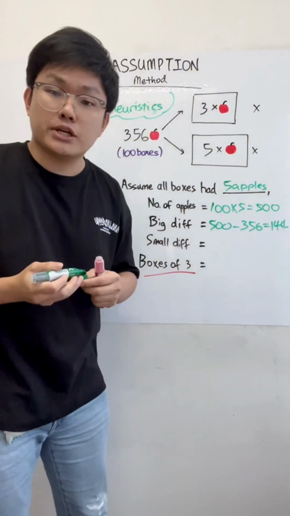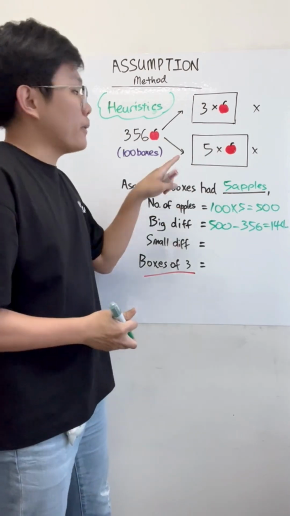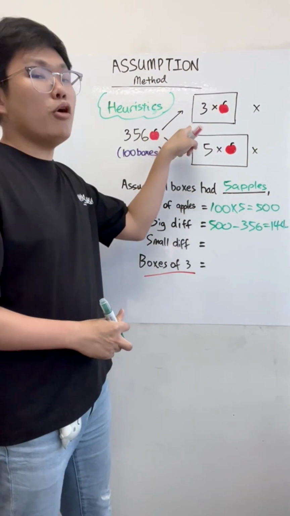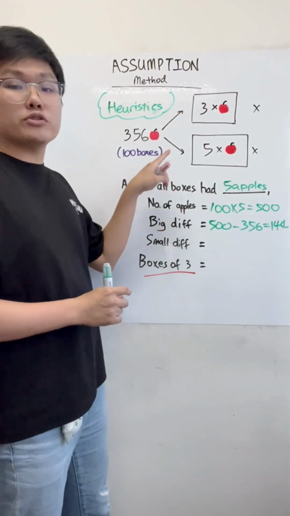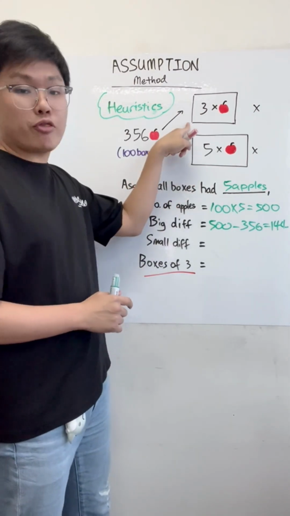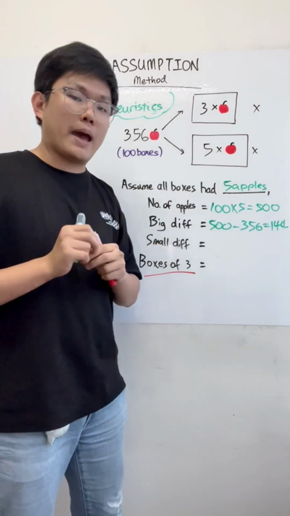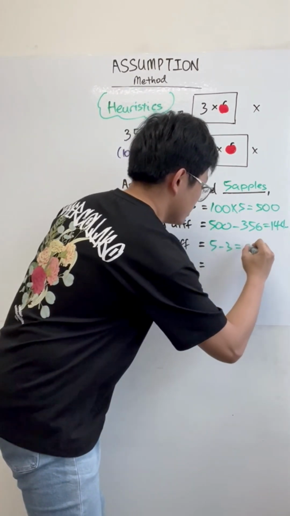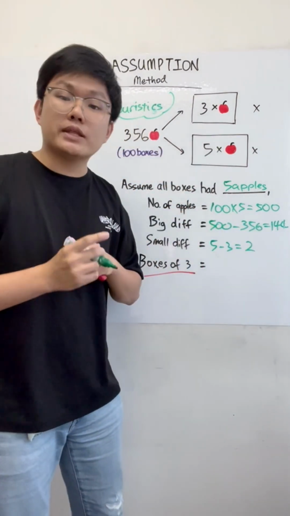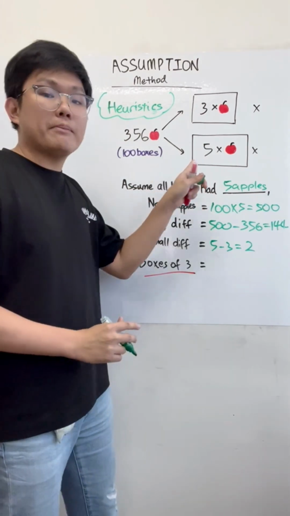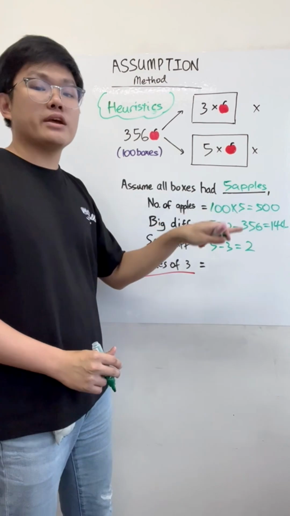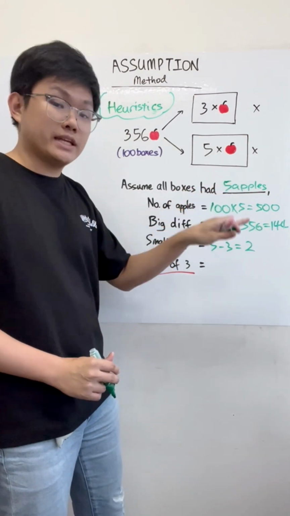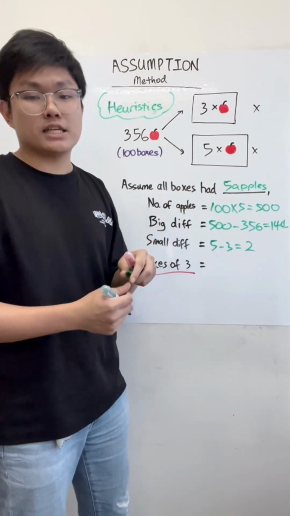Why is there an extra 144 apples? Because we said boxes of 5, but we wanted to have some boxes of 3 as well, because it's a mixture of the two. If we change one of the boxes of 5 to a box of 3, we are going to lose 2 apples. 5 minus 3, we get 2. How many times do I need to make the switch? Each time I do, I minus 2, minus 2, minus 2. So my 500 apples will reduce to 498, 496, which is again the typical guess and check method.